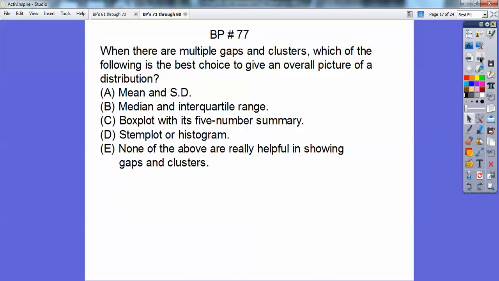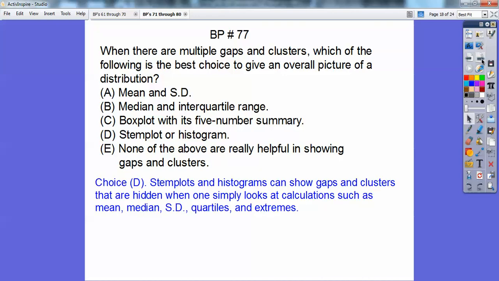All right, when there are multiple gaps and clusters, which of the following is the best choice to give an overall picture of the distribution? Mean and standard deviation: can you see your gaps or clusters? No. Median and interquartile range: can you see your gaps or clusters? Maybe, not too well. Box plots with the 5-number summary: that's your box plot right there, and no. Stem plots or histograms will show you your gaps, and it's asking for gaps and clusters, so it's going to be choice D.